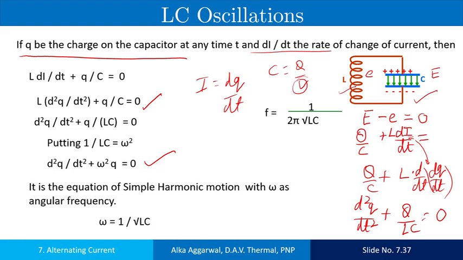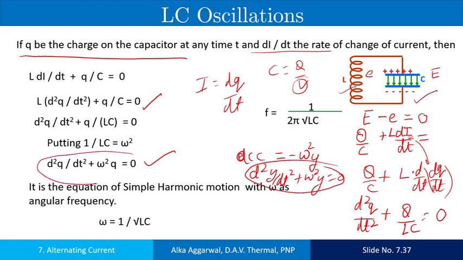When we compare it with a simple harmonic equation where we write acceleration equals minus omega square y, or we can say d square y upon dt square plus omega square y equals 0, this form and this form are the same. Here y is the displacement, here it is a charge. So this is the equation of simple harmonic motion. Now, what is the frequency? The frequency omega equals 1 upon under root LC.